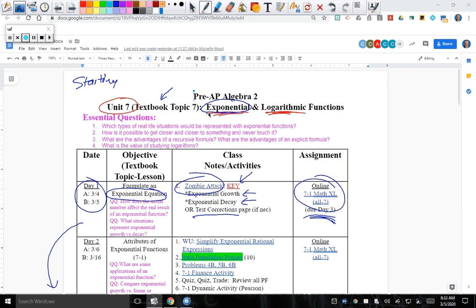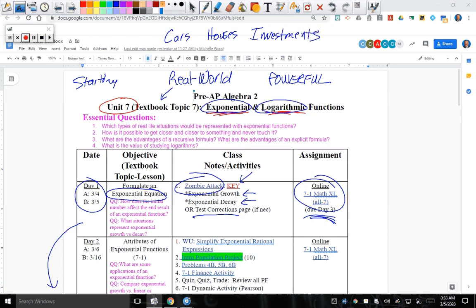This unit is very, very powerful and has a lot of real-world application. And I'm talking about when you're buying cars, when you're buying houses, when you're doing investments in your future. If you know this math, you won't necessarily get ripped off. And I have some stories to share with you in that regard. Not me getting ripped off, but some people who don't know the math of what they've experienced, and we'll look at the math behind that.